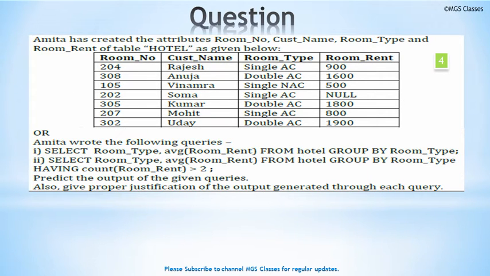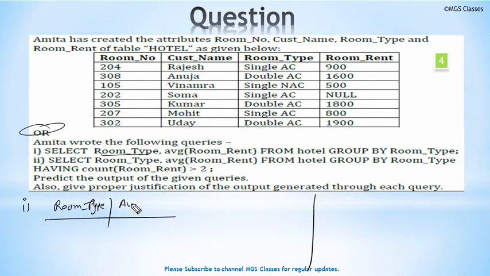Now we will discuss the second portion of this question, that is given as the internal choice. So this question is very important. In this question what we need to do is predict the output first, then justify our output. So I am reading out the first query. Select the room type. First we need to select the room type. Room type we need to print, and the average of room rent we need to print.